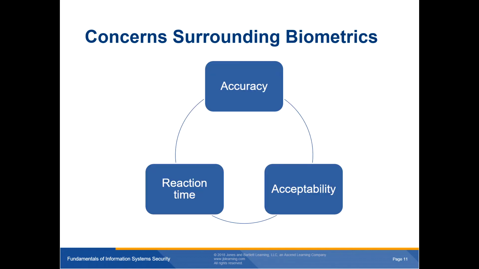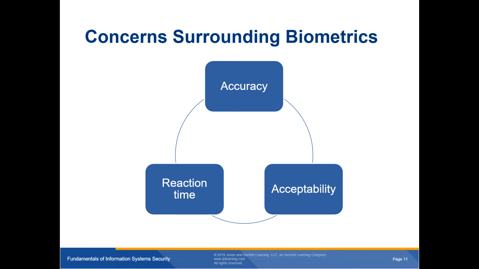There are concerns surrounding biometrics. Accuracy. Biometric devices aren't perfect. Each has 2 error rates associated with it. One is called the false rejection rate, or FRR. That's the rate at which valid subjects are rejected. So if you're a valid person, but it rejected you. The false acceptance rate, or FAR, is the rate at which invalid subjects are accepted, which is more significant, it's more of a problem than the false rejection rate, because now you're allowing invalid people into the organization's system.